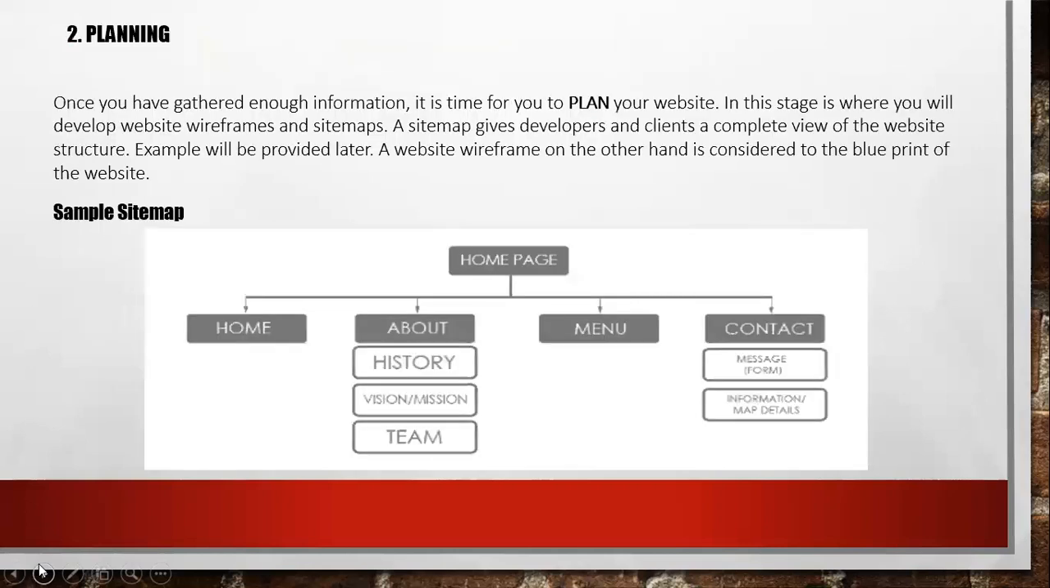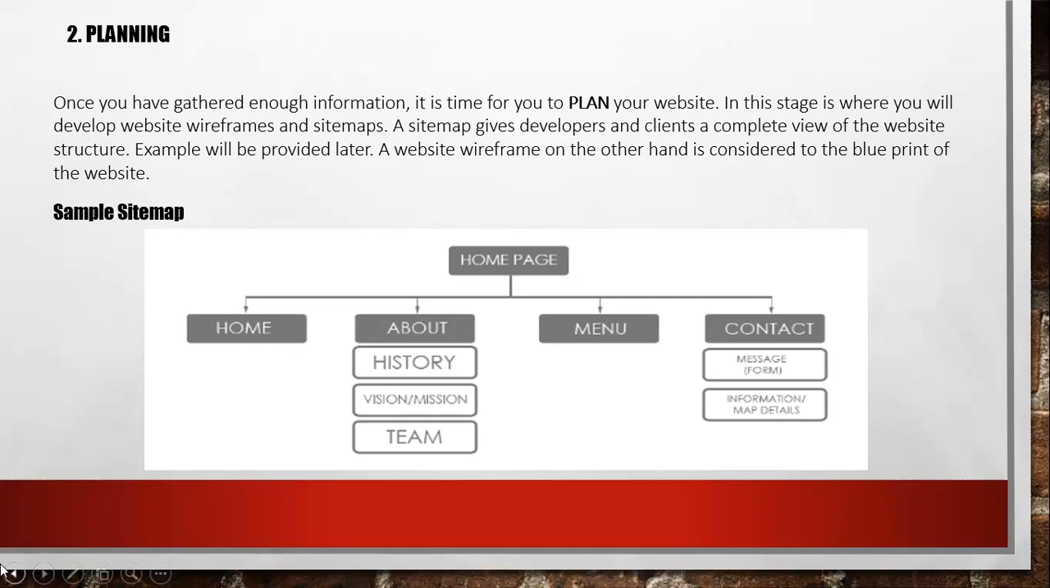The next step is planning. Once you have gathered enough information, it is time for you to plan your website. In this stage, you will develop website wireframes and sitemaps. A sitemap gives the developers and clients a complete view of the website structure. A website wireframe, on the other hand, is considered as the blueprint of the website.